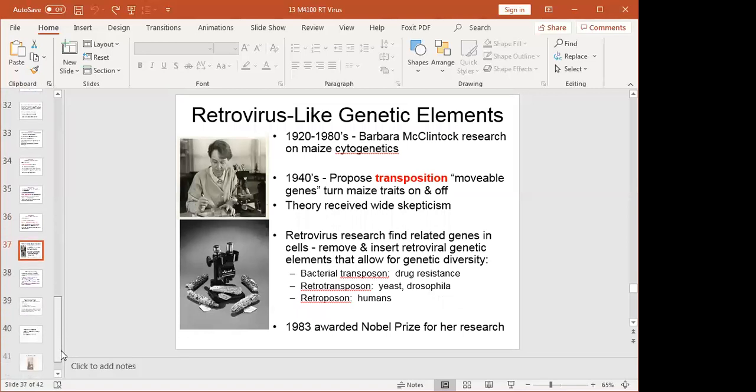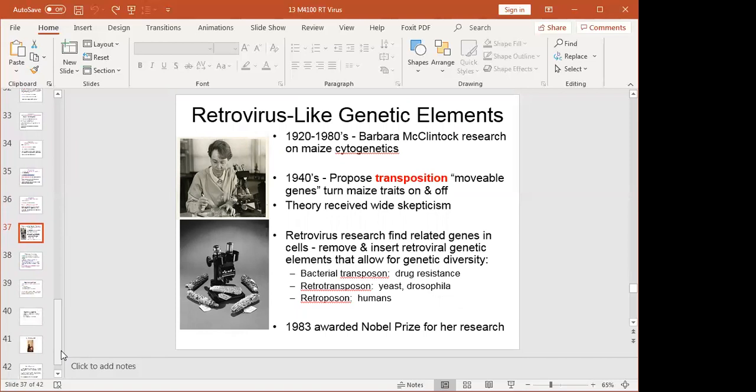The last concept that I want to discuss is the retrovirus-like genetic elements. There are some genetic elements that are similar to retroviruses. Between the 1920s and 1980s, Barbara McClintock was doing research on the cytogenetics of maize, and in the 1940s, she proposed a concept called transposition, which describes gene segments that can move around. They can jump from one area to another.